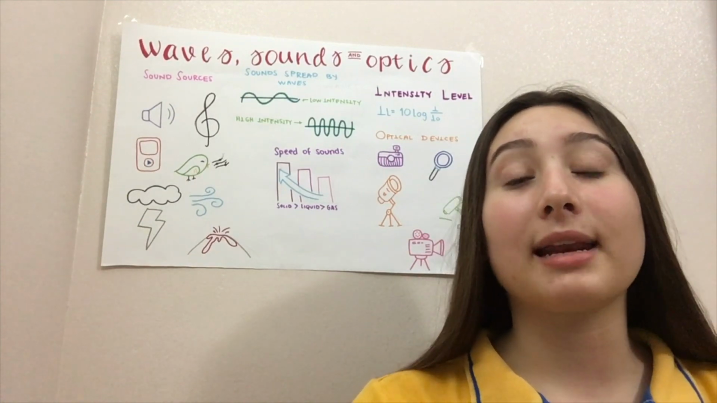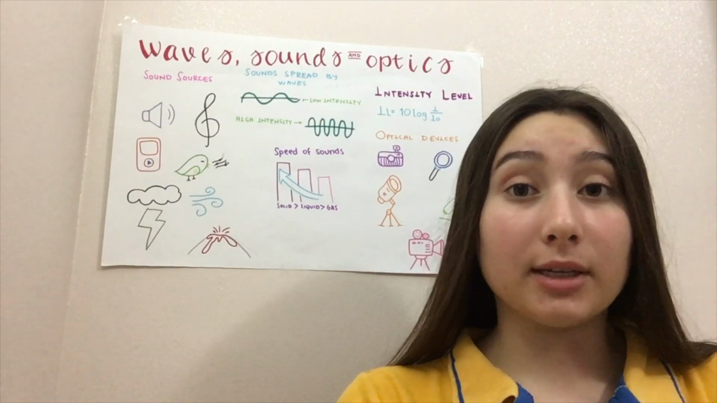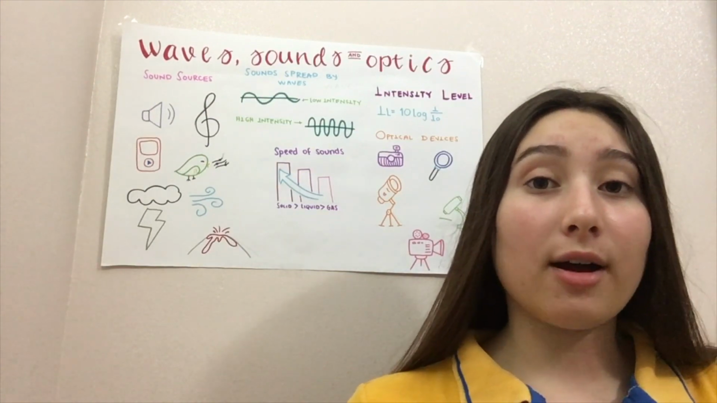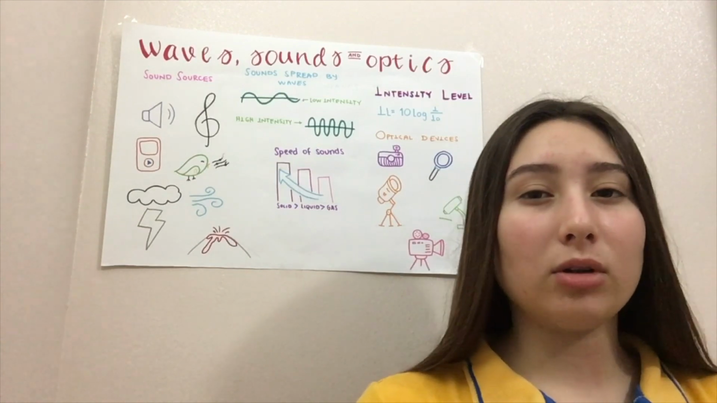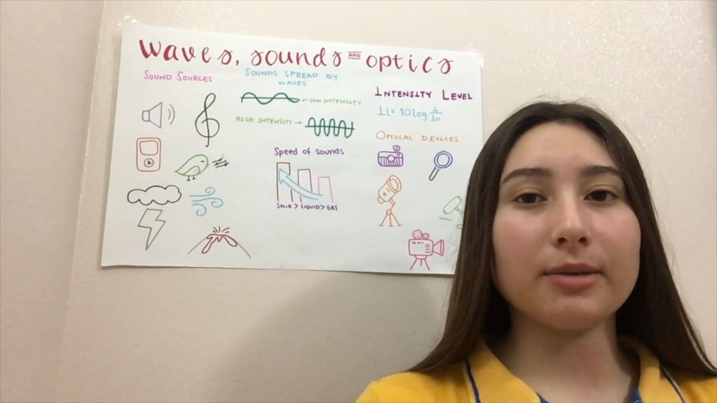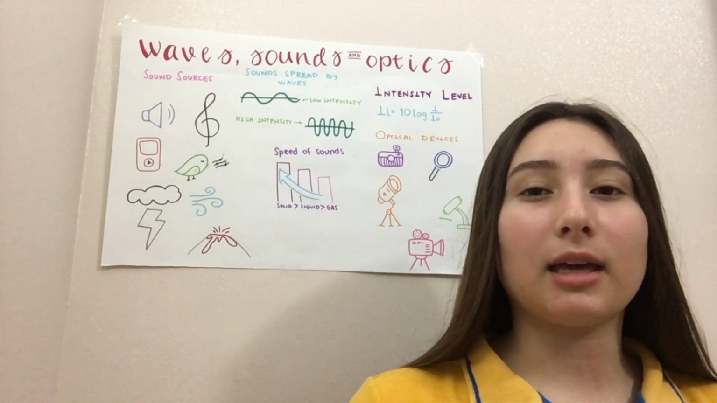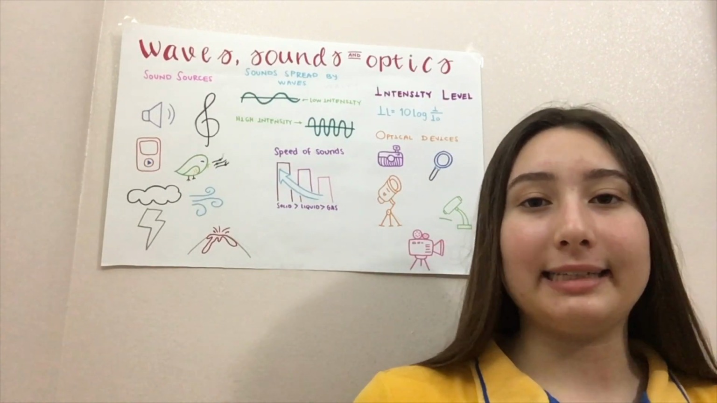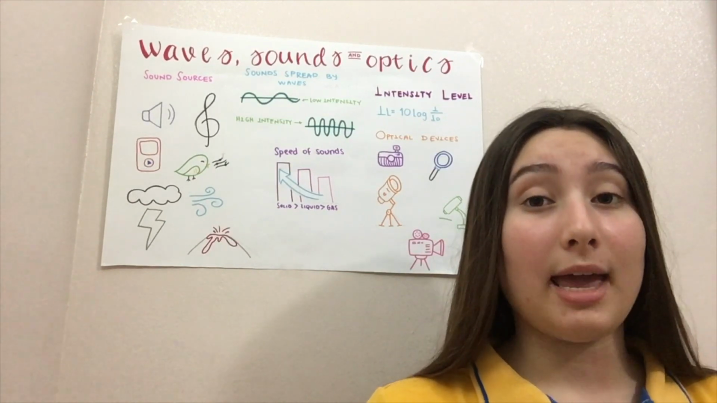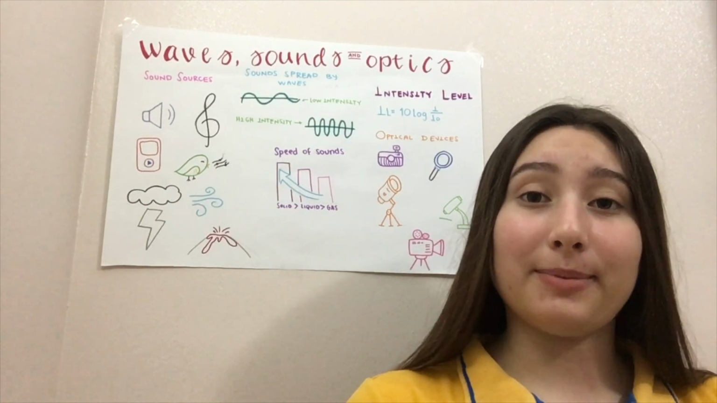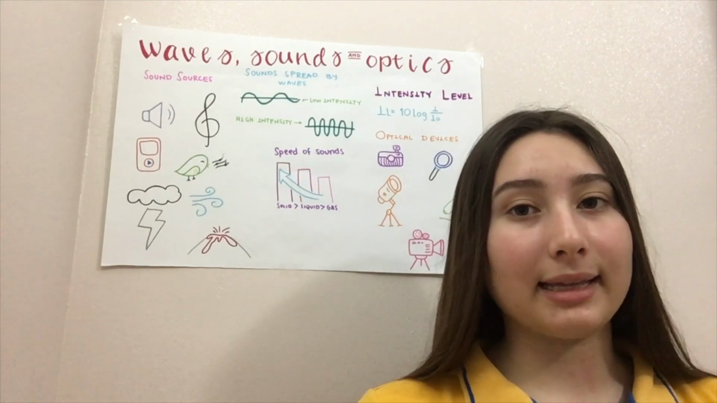Hello, my name is Marlene Grimaldo, and I'm going to explain about waves, sounds, and optics. Sound sources are divided in two types: natural ones such as animals, the wind, or a flowing stream, and man-made ones such as airplanes, helicopters, or some home appliances. The sound is propagated by waves and always through a material medium. This means that in a vacuum it cannot be propagated.